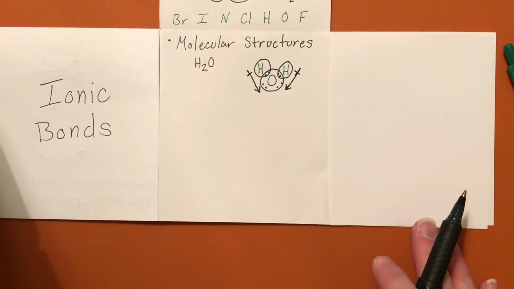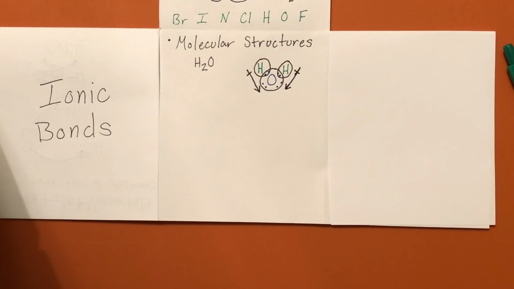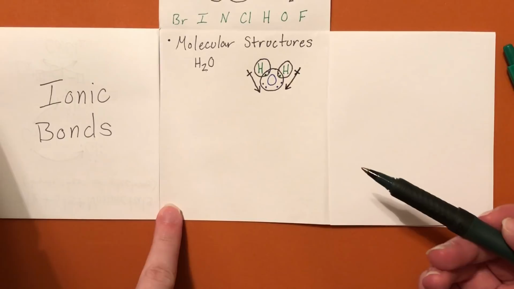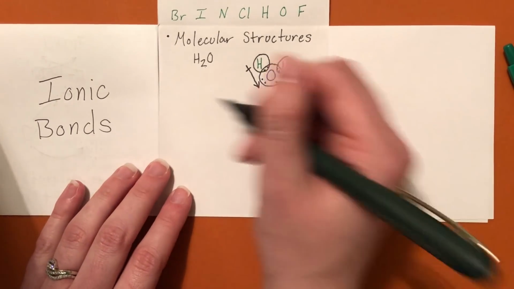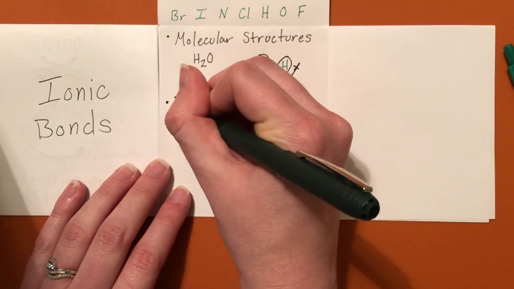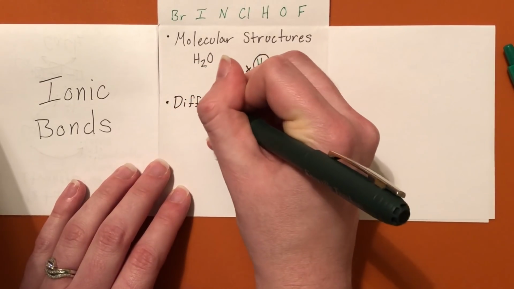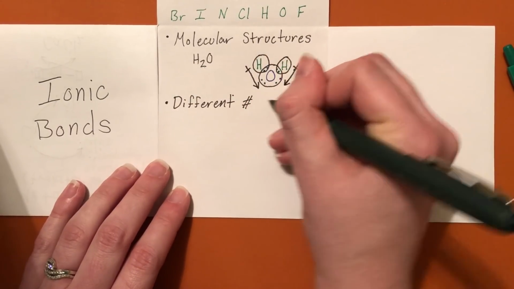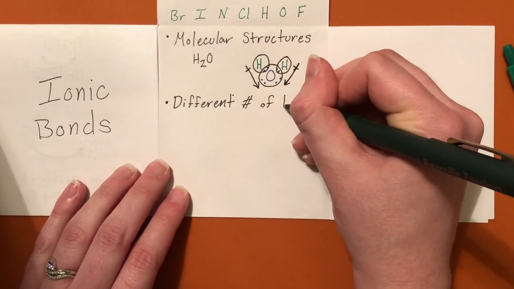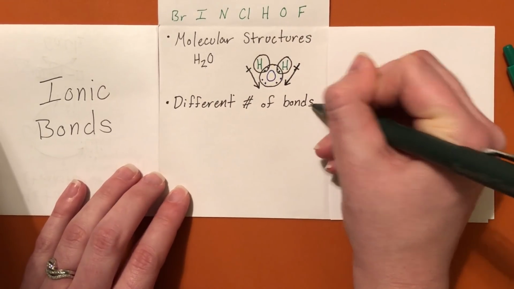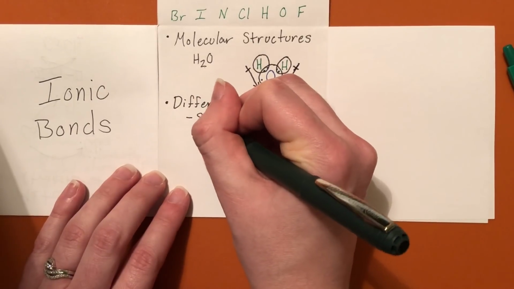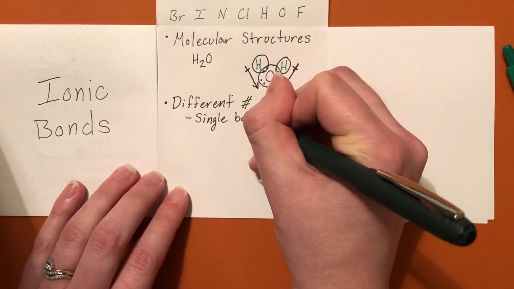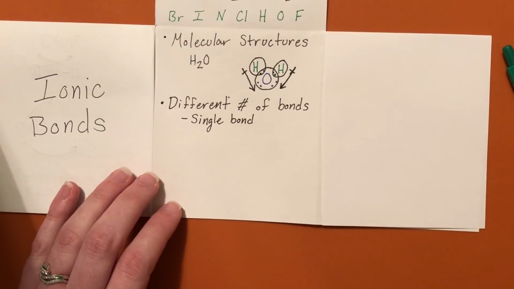In addition to these molecular structures, it's possible for us to have a different number of bonds. So this right here, where I have only 2 electrons being shared, that's called a single bond. So I can have a different number of bonds. And the first type is a single bond.